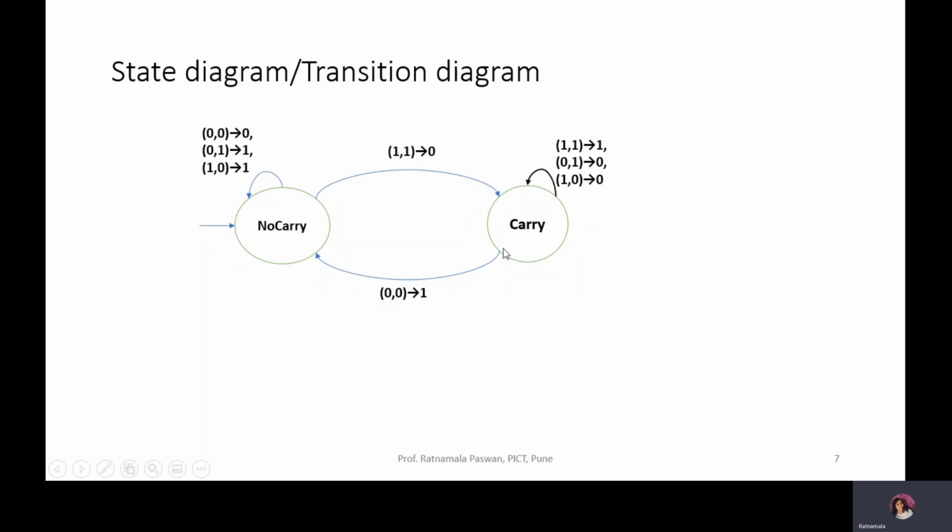Now the machine is in carry state. You can find there is a transition for the input 0 plus 0 plus 1. The 3-bit addition will produce output 1 but no carry, so it goes to the other state, no carry.